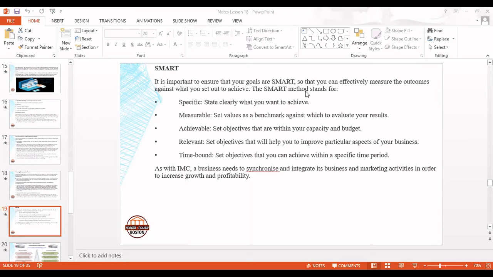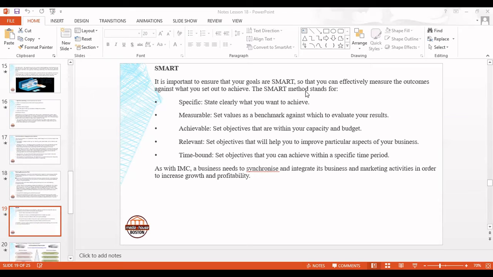Then time bound. Set objectives that you can achieve within a specific time period. Always set a time frame. By this, when do you want to achieve this? Okay, within 2 weeks, 2 months, 3 months, within a year. Always set a time period. It's important that you work within a specific given time.